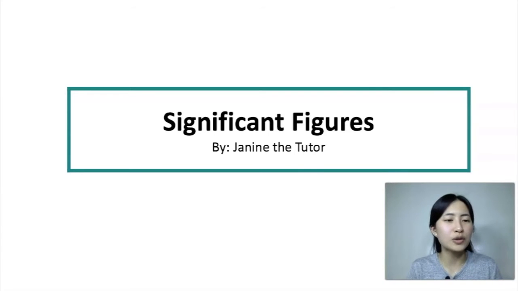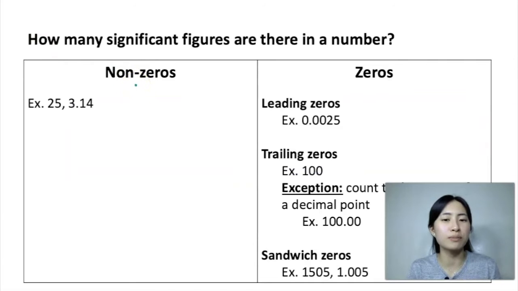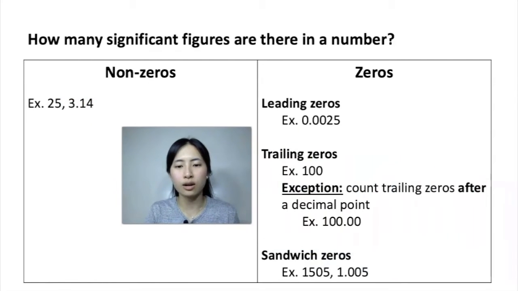I first tell my students that you need to assess whether your number consists of non-zero numbers and or zeros, because all non-zeros are significant. So if you look at 25, there's two sig figs or significant figures. And if you look at 3.14, there's three sig figs. Moving on to the zeros.